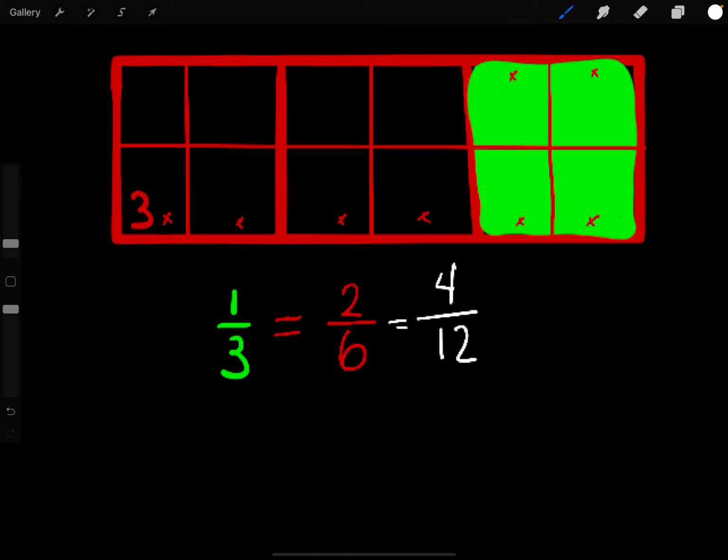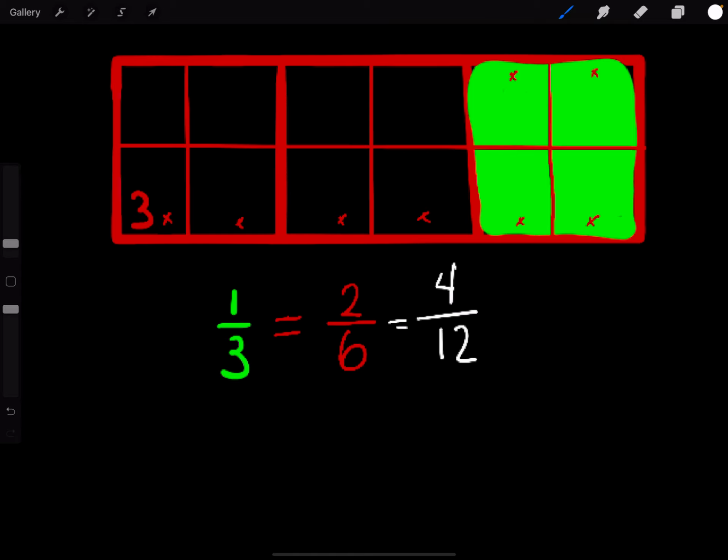We can say that 2/6 has 2 times as many parts shaded and 2 times as many equal parts. And 4/12 has 4 times as many equal parts and 4 times as many parts shaded as 1/3. All right, so all 3 models have the same shaded area. So 1/3, 2/6, and 4/12 are equivalent fractions.